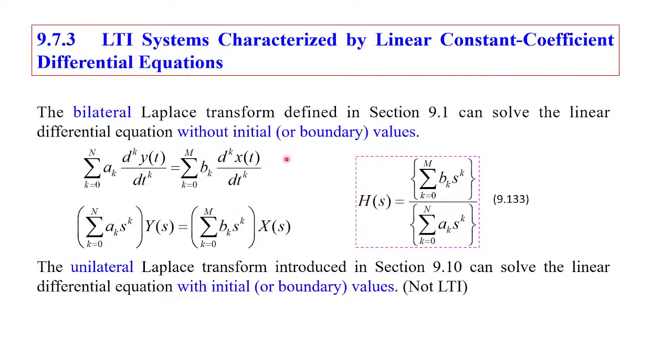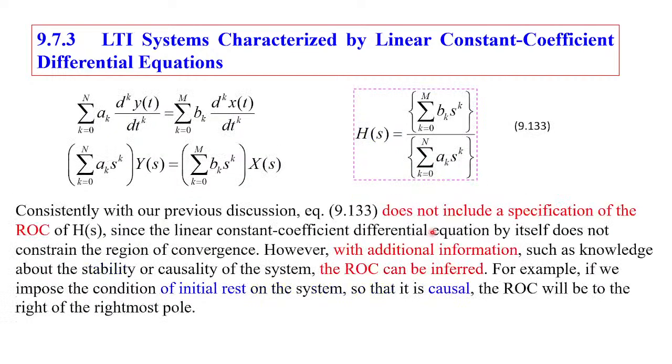Anyway, so we have the bilateral Laplace transform, and you can calculate your system function. It's very similar to how you do the Fourier transform, basically just swapping jω to s. And you have this rational function H(s).